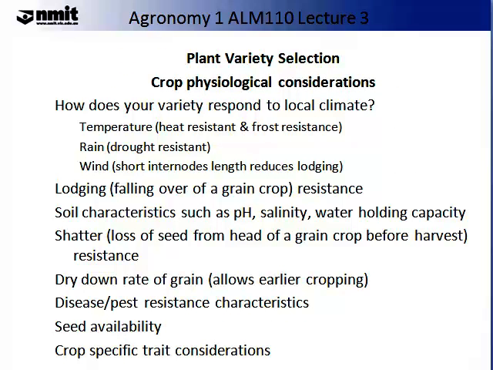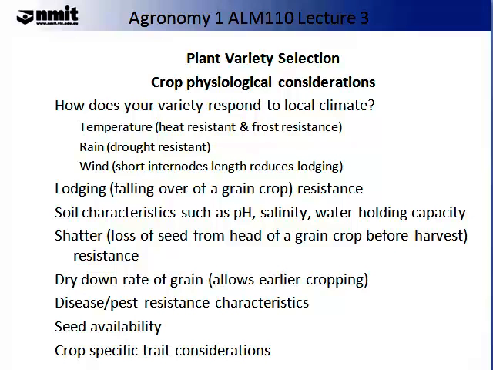So what is variety selection and crop physiological considerations? Well, they are issues such as how does your variety respond to the local climate? How does your variety interact with temperature? Is it heat resistant or is it frost resistant? What about water and rain? Is it drought resistant? Are you growing in an area that is likely to incur a drought?